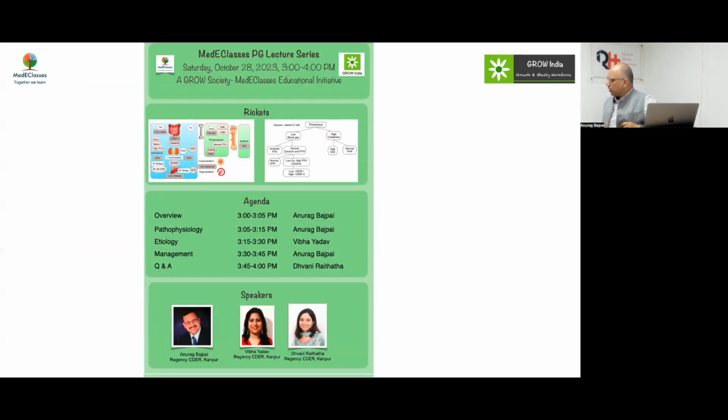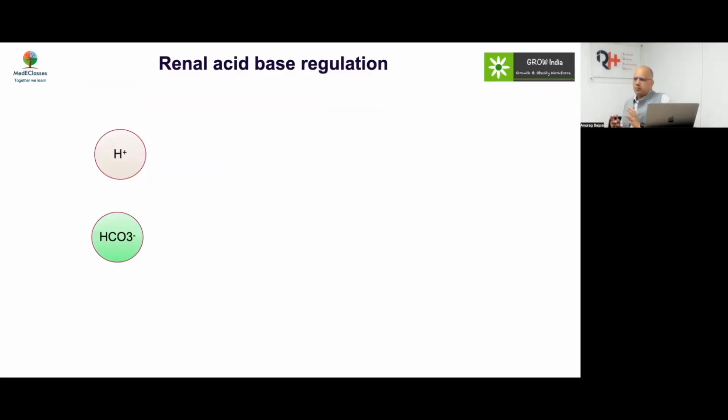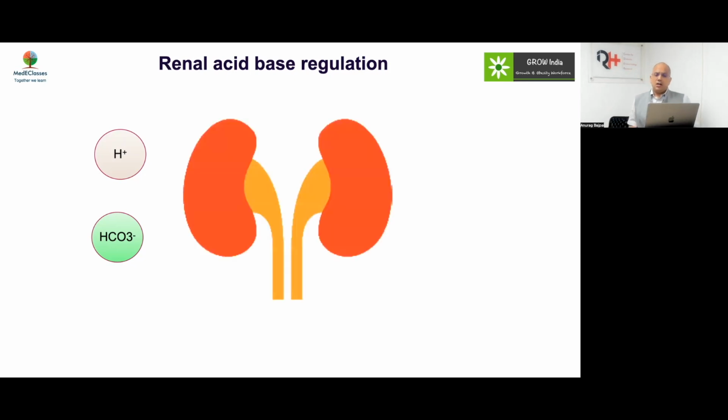So when we talk about acid-base regulation, we are basically talking about the excretion of protons and bicarbonate. Kidneys play an important role in regulation of both excretion. The other organ which regulates the acid-base balance is the lung, which predominantly handles carbon dioxide excretion. So the proton, as we'll discuss in some detail later on, is essentially secreted in the urine.